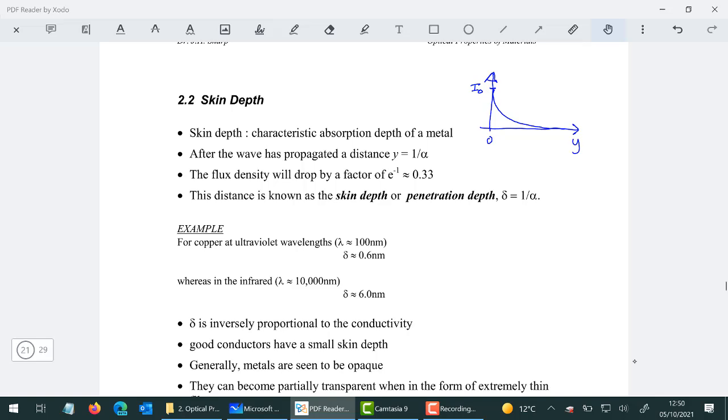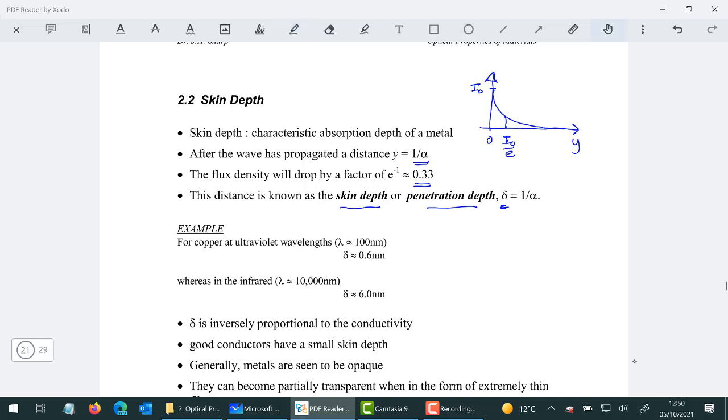If we take the point I naught over e, the 1 over e point, then we can define that as a characteristic depth referred to as the skin depth or the penetration depth. And so the penetration depth or the skin depth is just 1 over alpha. When y equals 1 over alpha, we have e to the minus 1 in our expression.